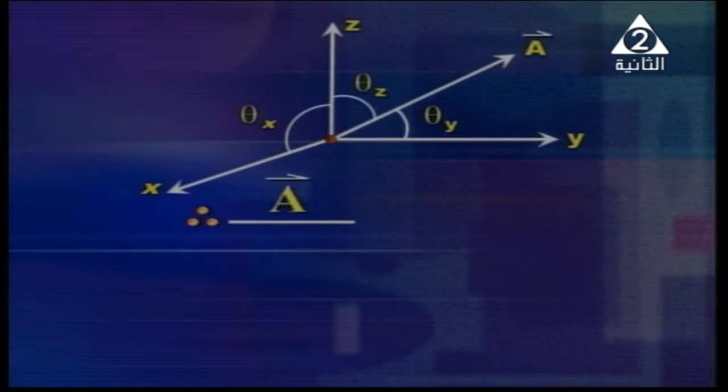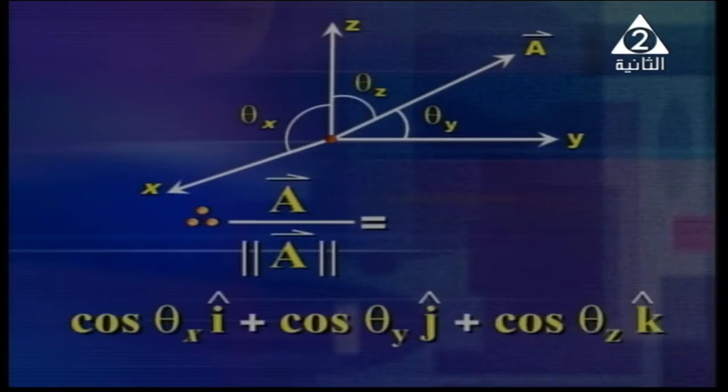Dear student, when we find vector A over norm A, we find the result: cosine theta x in direction i plus cosine theta y in direction j plus cosine theta z in direction k. We have 3 dimensions, x, y, z. Look, dear student, theta x is between OZ and OX. Theta z is between 2 planes.